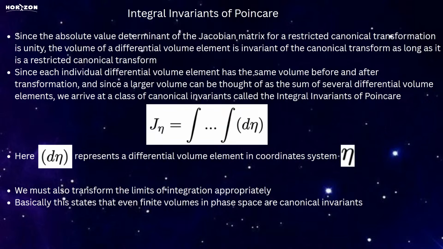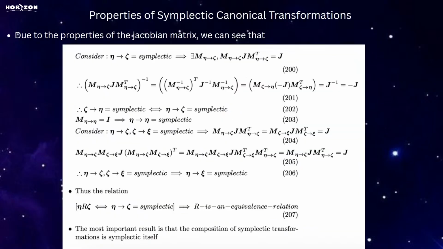Now we can construct a larger volume as a sum of several different differential volumes. Doing this, we arrive at a class of canonical invariants called the integral invariants of Poincaré. This says that finite volumes in phase space are also canonical invariants, as in the shown equation. dη represents the differential volume element in the coordinate system eta. By applying the limits of integration, we end up with this nice equation which says that finite volumes in phase space are also conserved under a canonical transformation. This is also an important thing to note.